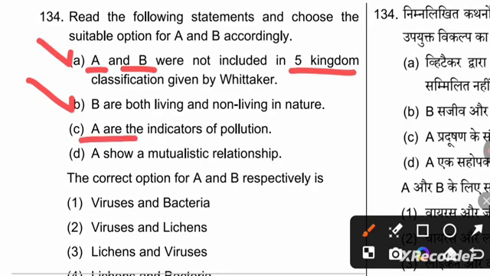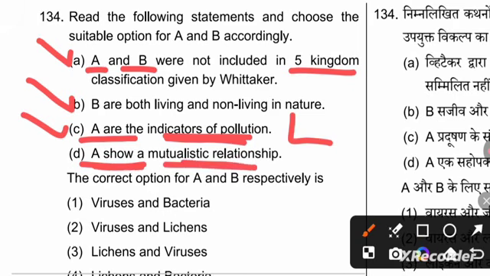A are the indicators of pollution. So lichens are the indicators of pollution. A shows a mutualistic relationship between algae and fungi. So these are the two characteristics of lichens. And B is a characteristic of viruses. So the answer for this question is viruses and lichens.